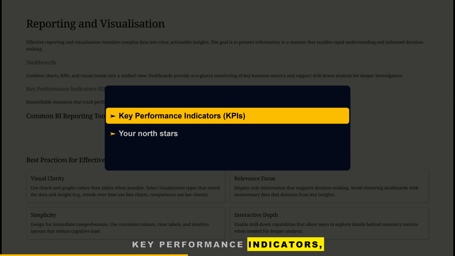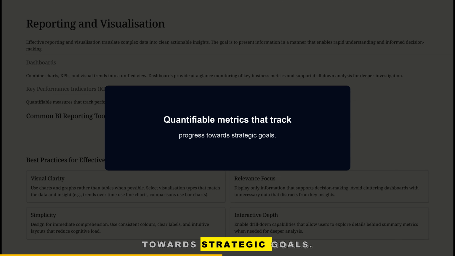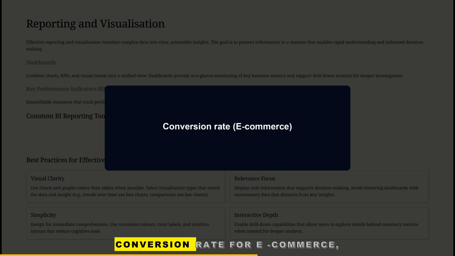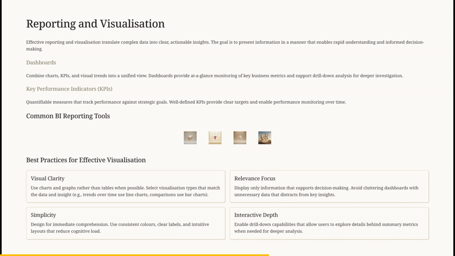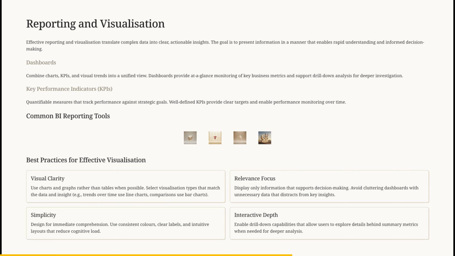Key performance indicators, KPIs, are your North Stars, quantifiable metrics that track progress towards strategic goals. Examples: average delivery time for logistics, conversion rate for e-commerce, customer satisfaction score for service industries.